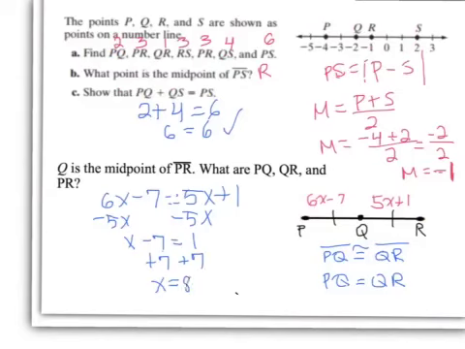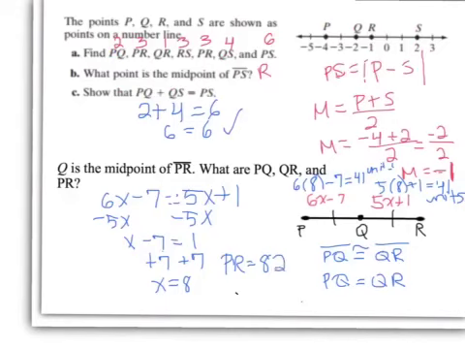If x equals 8, this means 6 times 8 minus 7. 6 times 8 is 48, minus 7 is going to give you 41. 5 times 8 plus 1, 5 times 8 is 40, plus 1 is 41. They should obviously be the same amount of units because they are congruent pieces. Each of the pieces is 41 units, which means the total PR is going to give you 82 units.